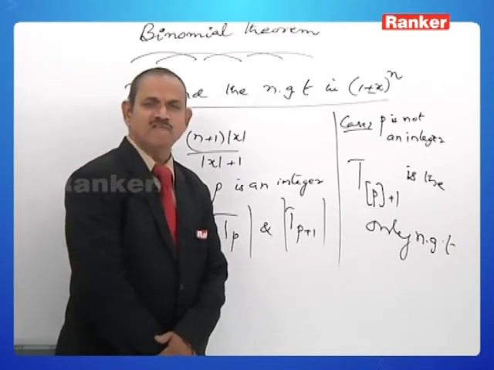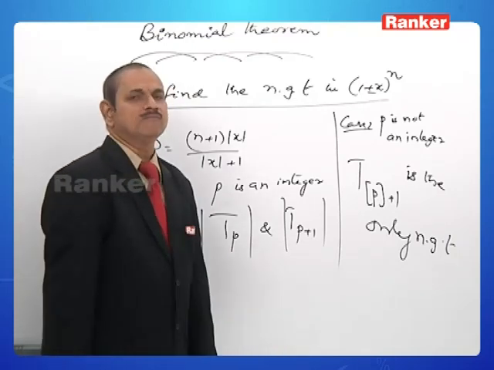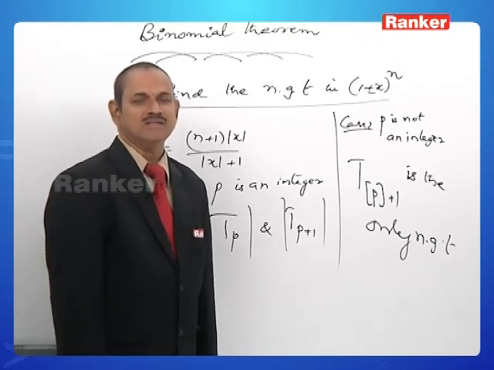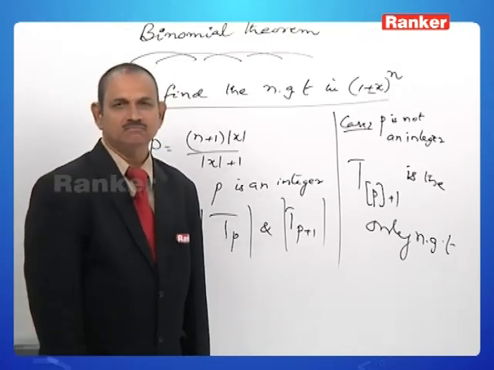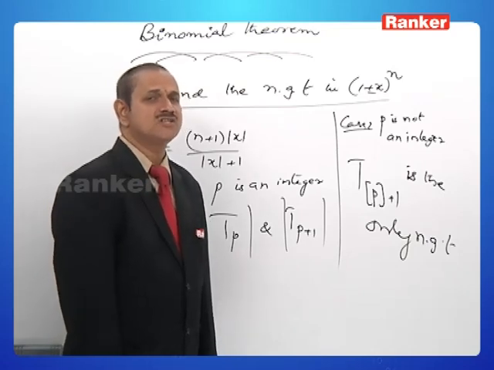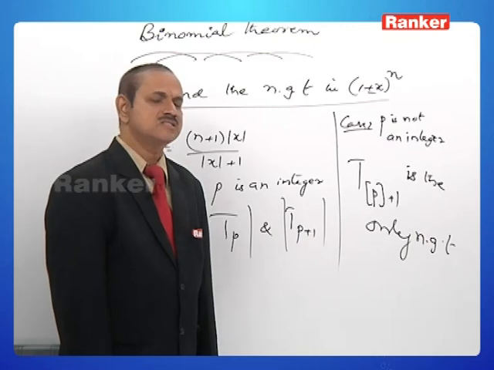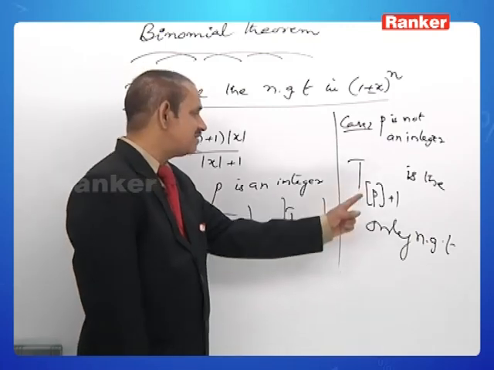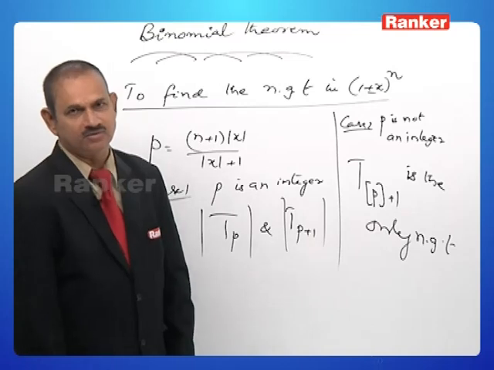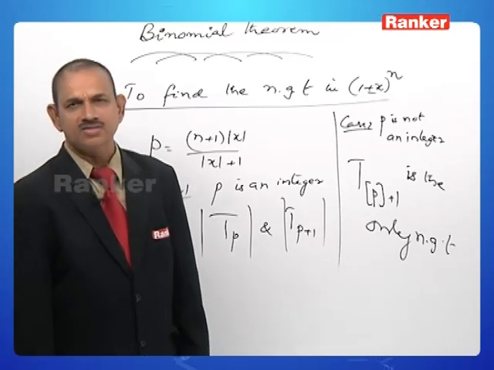Suppose the value of p happens to be 16 by 7 or 16 by 5. Then what is the integral part of 16 by 5? 16 by 5 is 3 point something, isn't it? Hence its integral part is 3. Hence T3 plus 1, that is the fourth term, becomes the numerically greatest term.